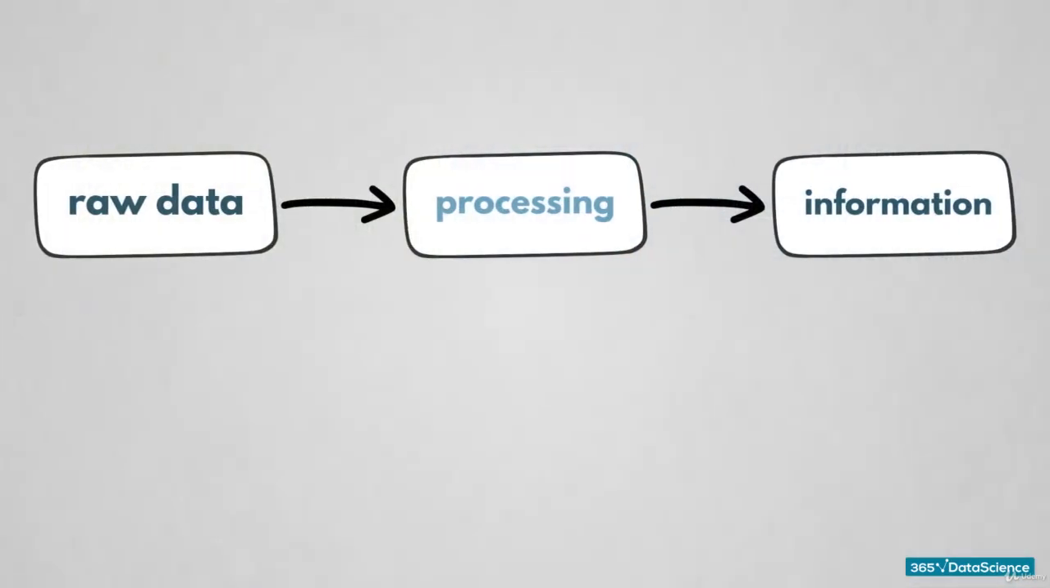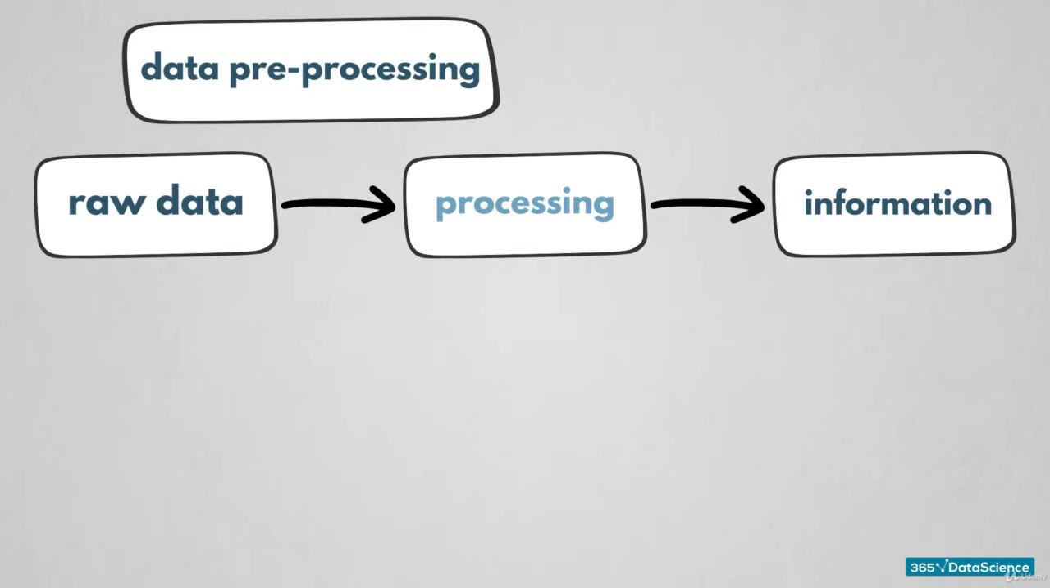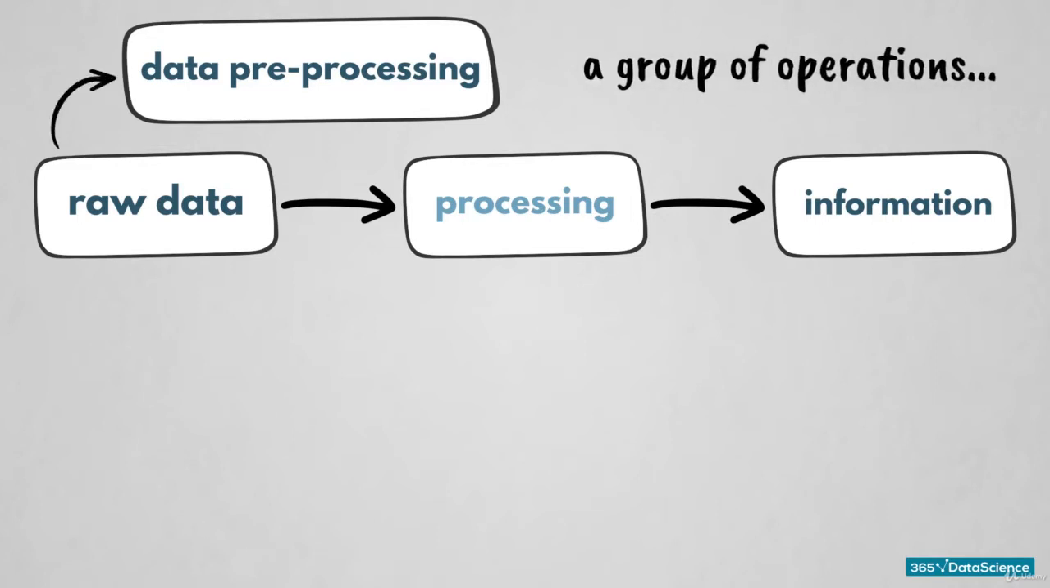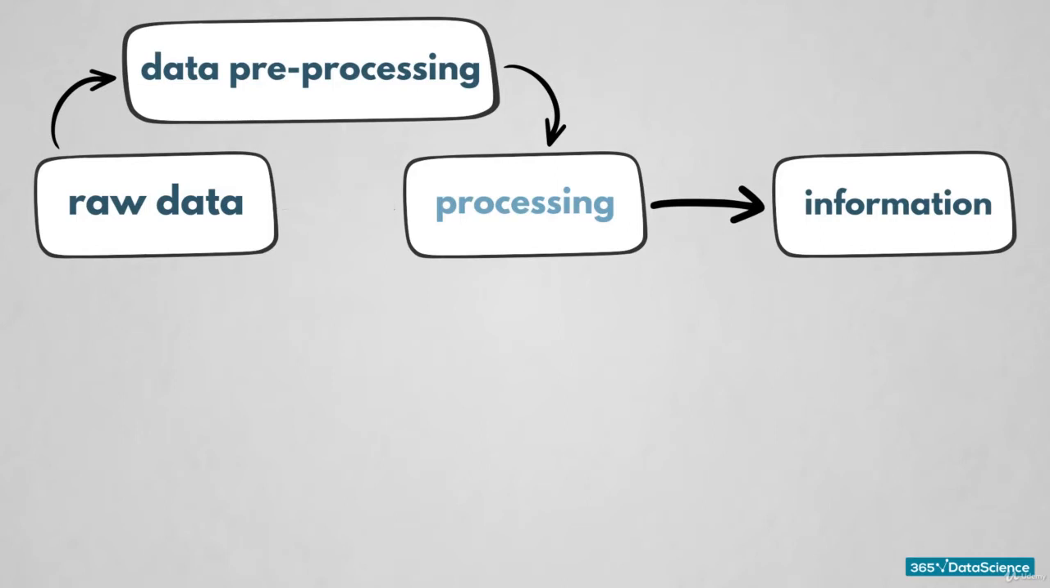Okay, good. Now, let's look at how the processing step takes place and can turn raw data into useful and meaningful information. The first thing to do after gathering enough raw data is what is called data pre-processing. This is a group of operations that will basically convert your raw data into a format that is more understandable and hence useful for further processing. So, let's put this tool between raw data and processing on our graph.